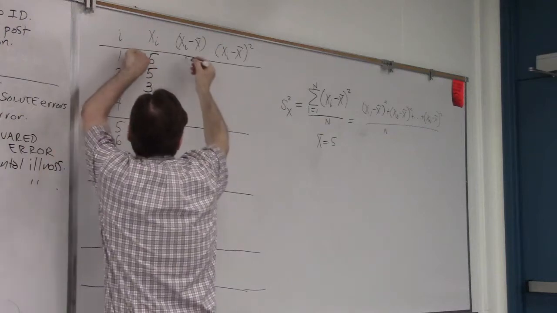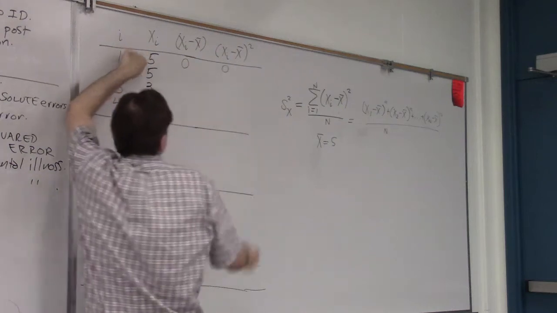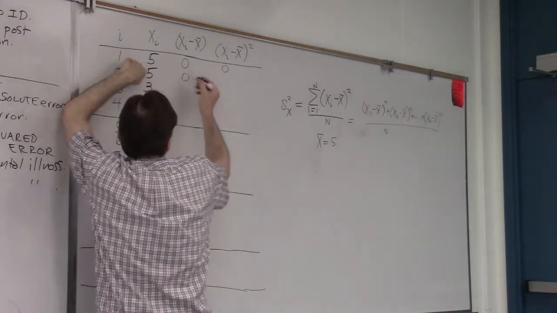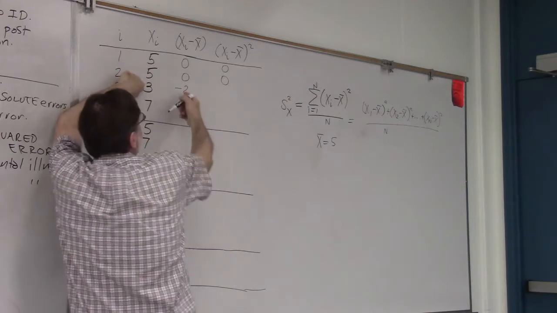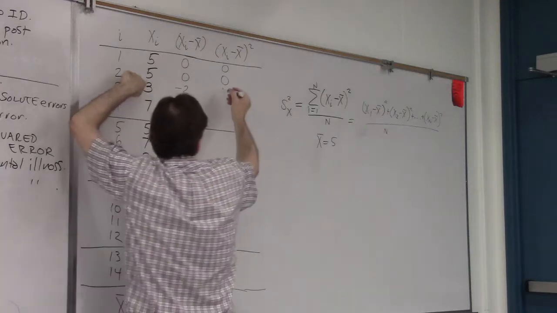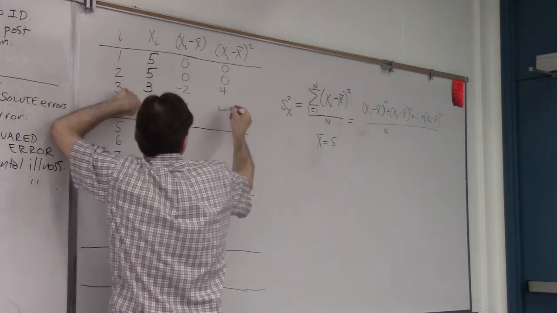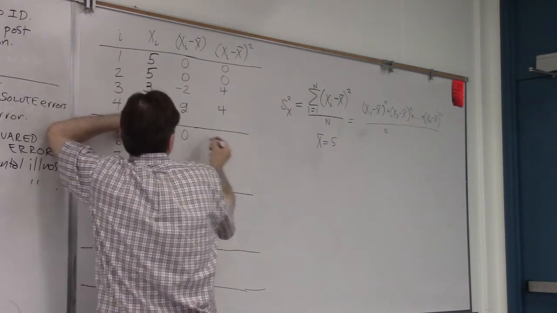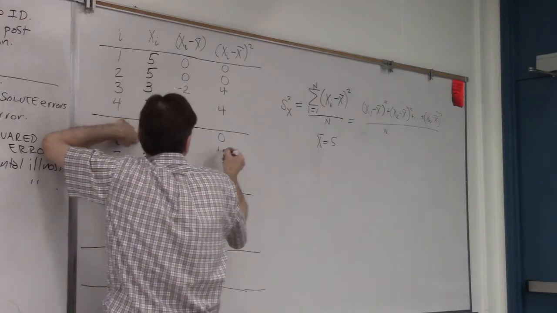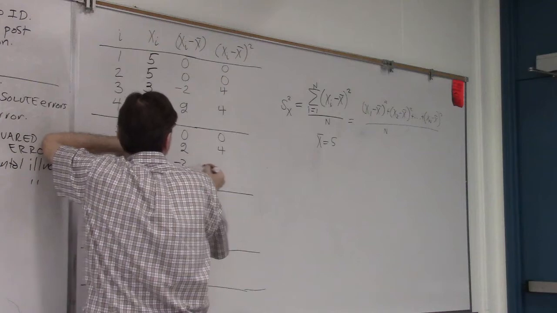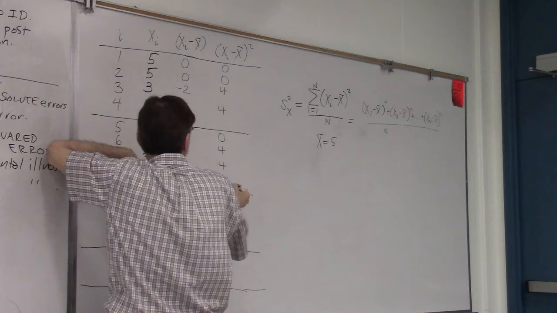So 5 minus 5 is 0, and 0 squared is 0. And 5 minus 5 is 0, and 0 squared is 0. And 3 minus 5 is negative 2, and negative 2 times negative 2 is positive 4. And 7 minus 5 is 2, and 2 squared is 4. And 5 minus 5 is 0, and squared it's 0. And 7 minus 5 is 2, and squared it's 4. 3 minus 5 is negative 2, squared it's 4. And 1 minus 5 is negative 4, squared that's 16.